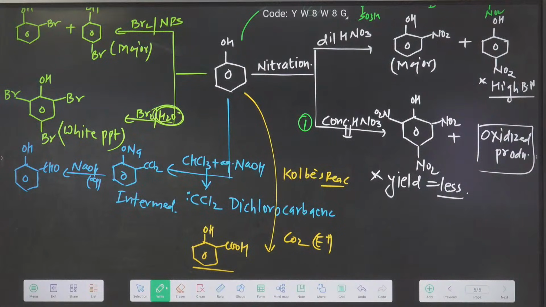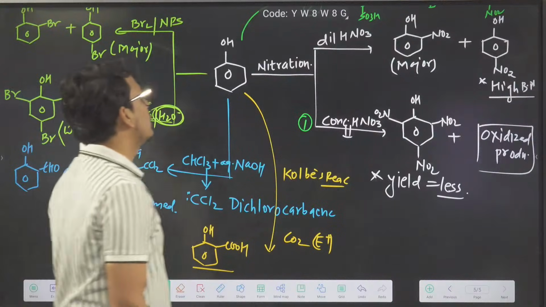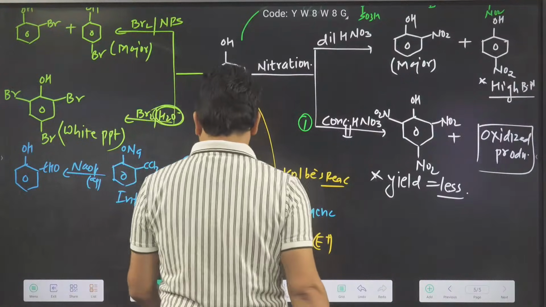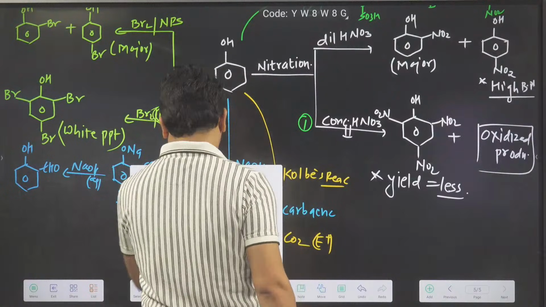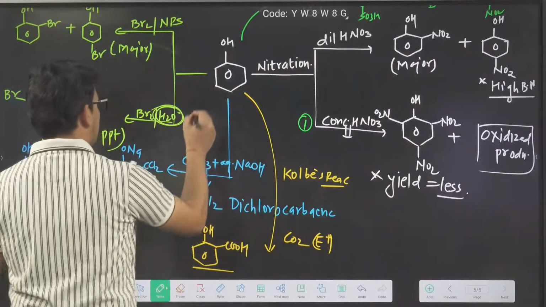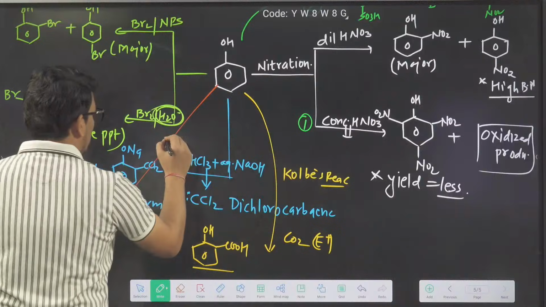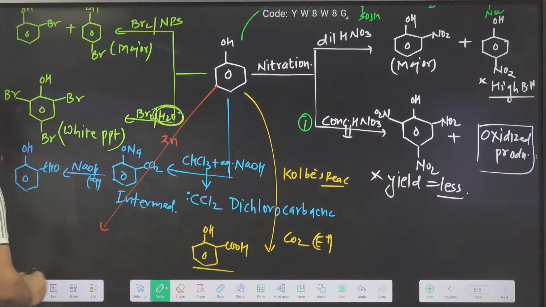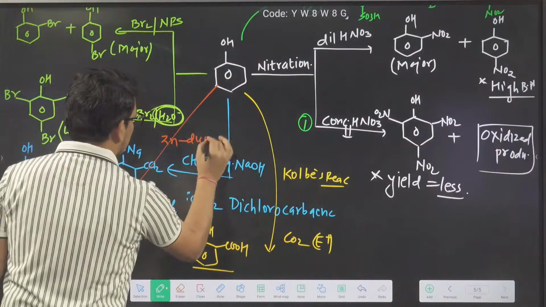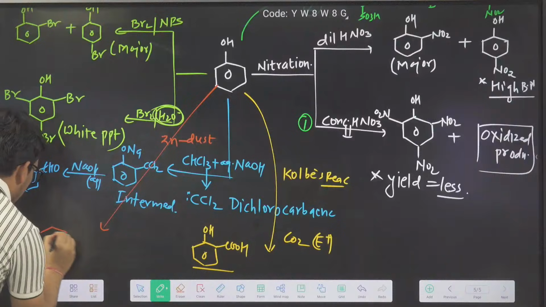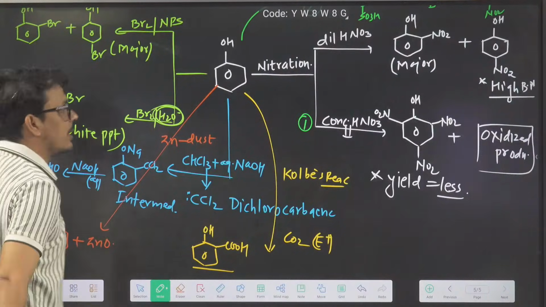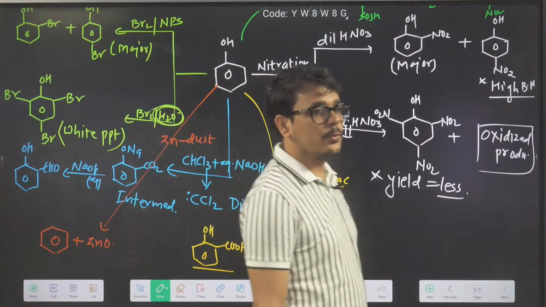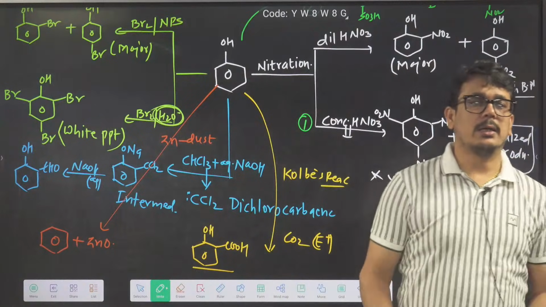And one last reaction which is left here, that is phenol reaction with zinc. When phenol reacts with zinc dust, what will you get here? Benzene plus zinc oxide.